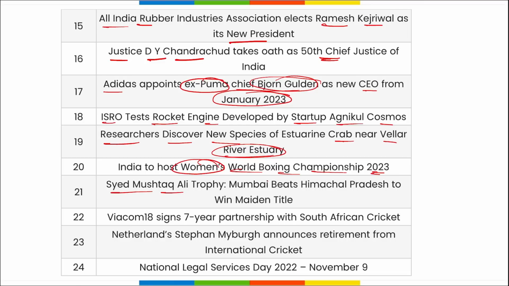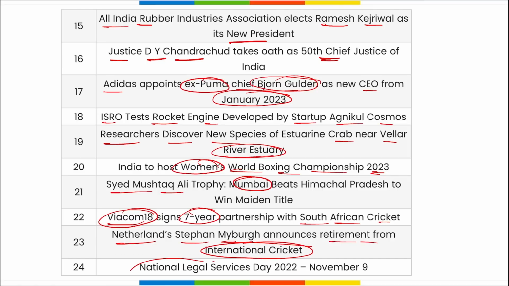Syed Mushtaq Ali Trophy has been won by which state cricket team? Mumbai. Viacom 18 has signed a 7-year agreement with South African Cricket Board. Netherlands' Stephan Myburgh announced retirement from international cricket, and National Legal Services Day is observed on 9th of November. So these are all your current affairs for the day, friends.